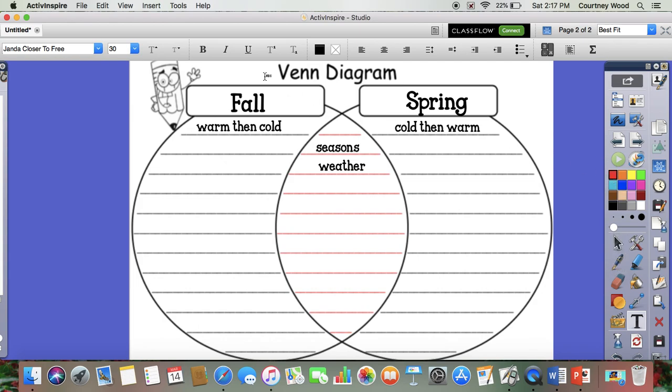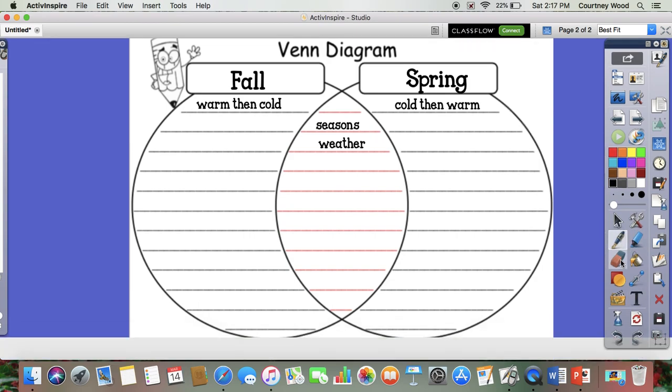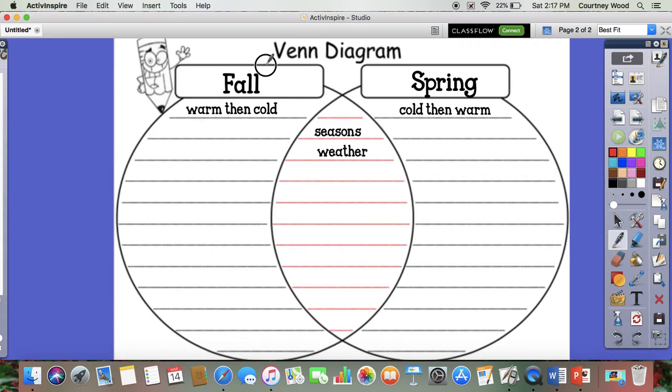Personally, I like fall. But remember, that's my opinion. And you don't have to pick the same. You pick whichever one you want to because this is your opinion, how you feel about a certain season.